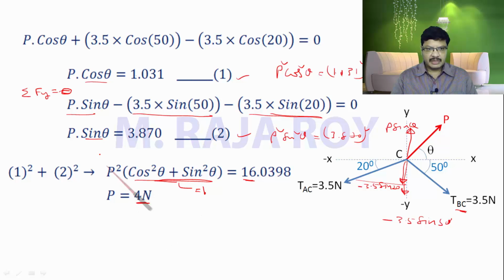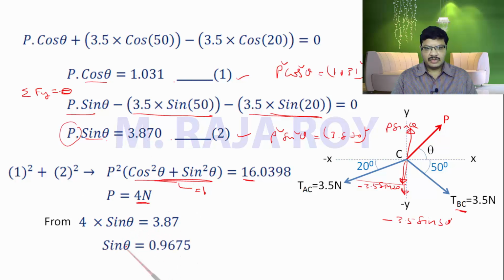To get the theta value, if you take equation 1 or equation 2, we have only two unknowns. Already p value is known, that means the only unknown is theta. So for example, if you take equation 2, p value is 4, substitute that, then sin theta equals 3.87. The only unknown is now theta. Now you can get the theta value.